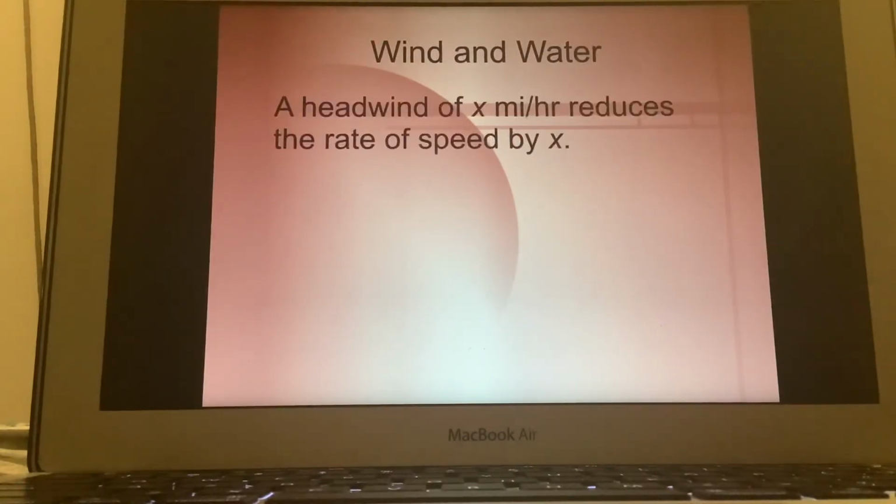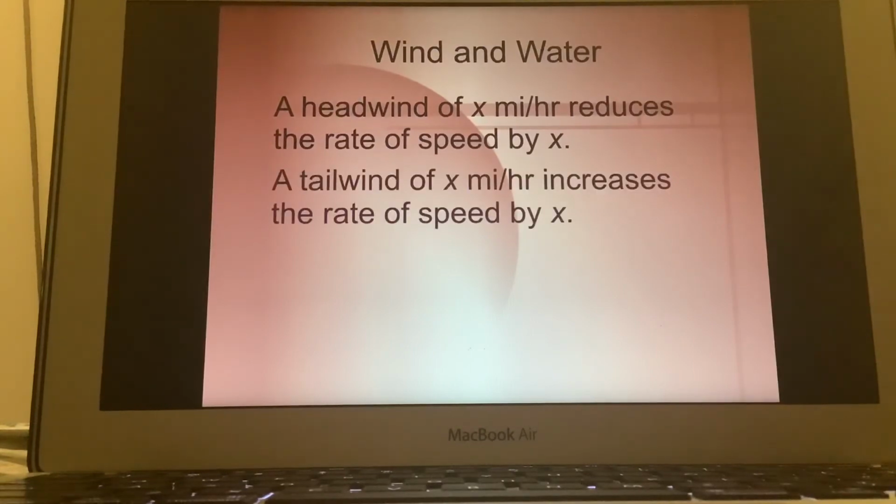When we take a look at wind and water, a headwind of X miles per hour reduces the rate of speed by X. So reduce, that means you're going to be subtracting. A tailwind of X miles per hour increases the rate of speed by X. So then with a tailwind, you add that to your rate.